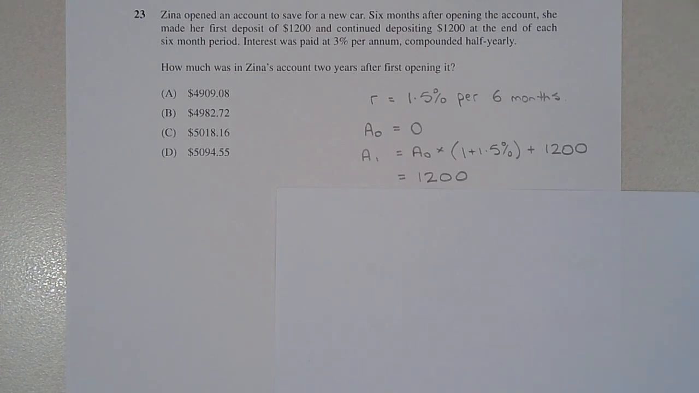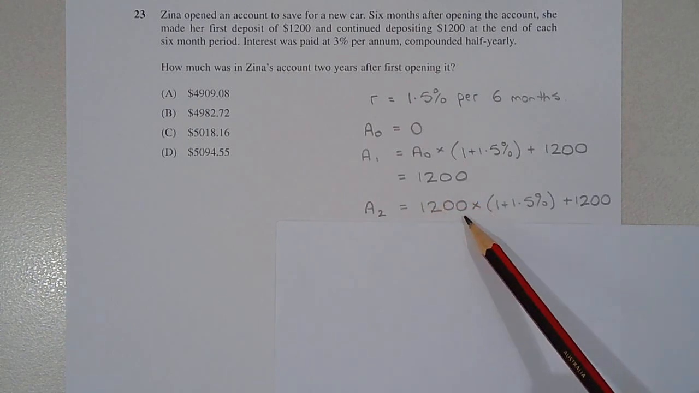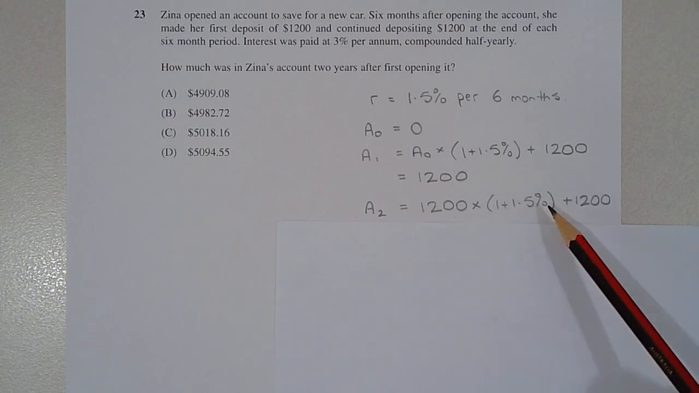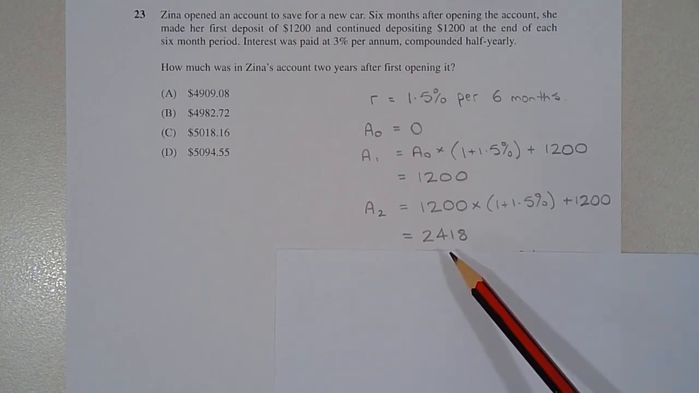Now let's work out how much she has at the end of the second period, which is at the end of the first year, so the second lot of 6 months. So A2 is equal to whatever she has in A1, so $1,200. That'll be increased by 1.5%, so we multiply by 1 plus 1.5%, so that increases it by 1.5%. And then she deposits another $1,200. So at the end of the first year, so that's after 2 lots of 6 months or 2 compounding periods, she has $2,418.